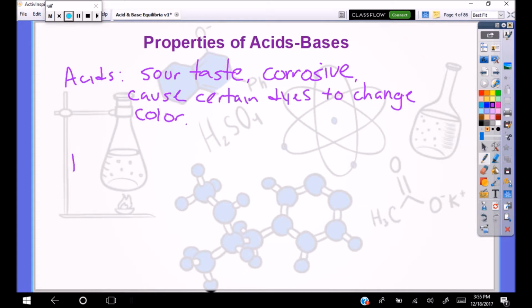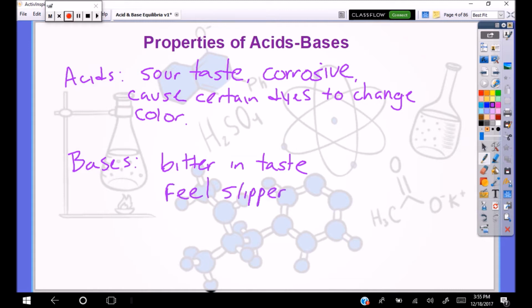All right. When we think about common bases, we know that they are usually bitter in taste. Think soap. If you've ever tasted soap, not too fun. They're also slippery. A lot of bases are used for cleaning purposes, actually, for that reason.